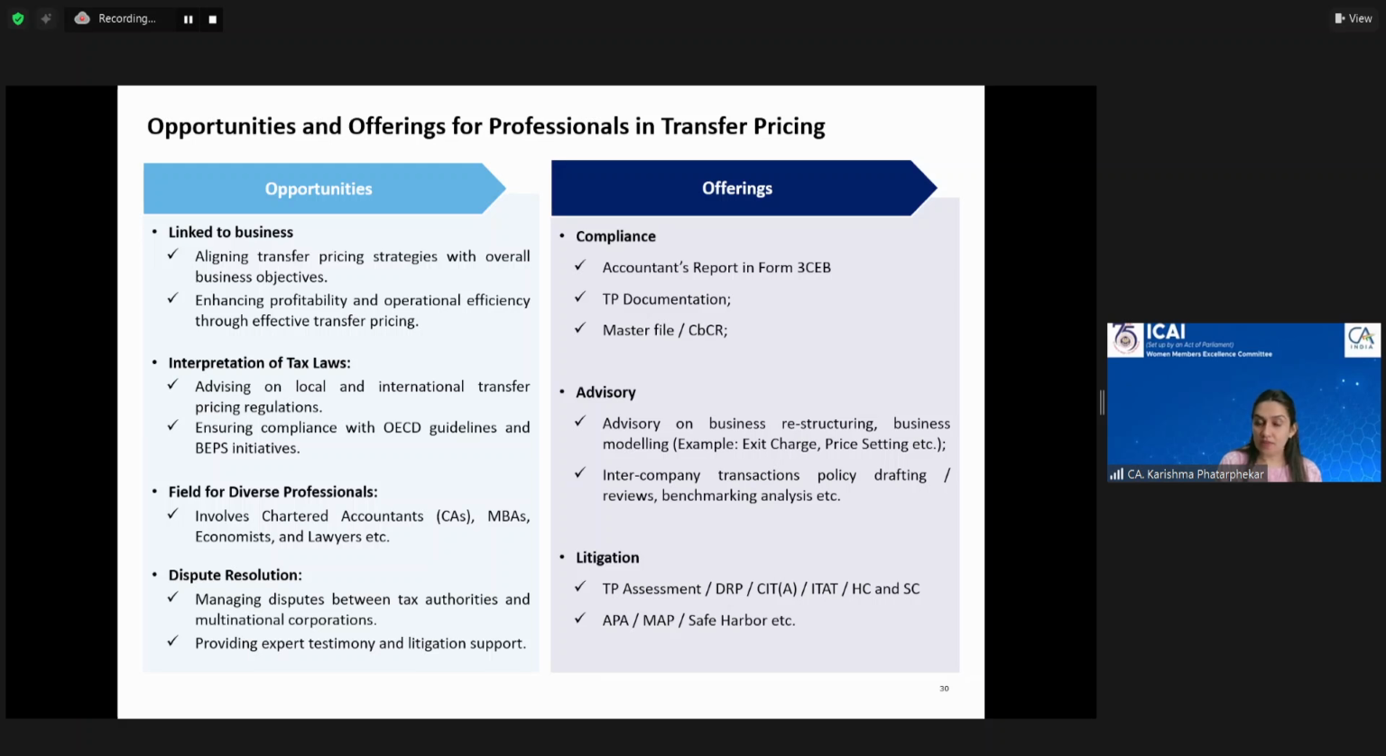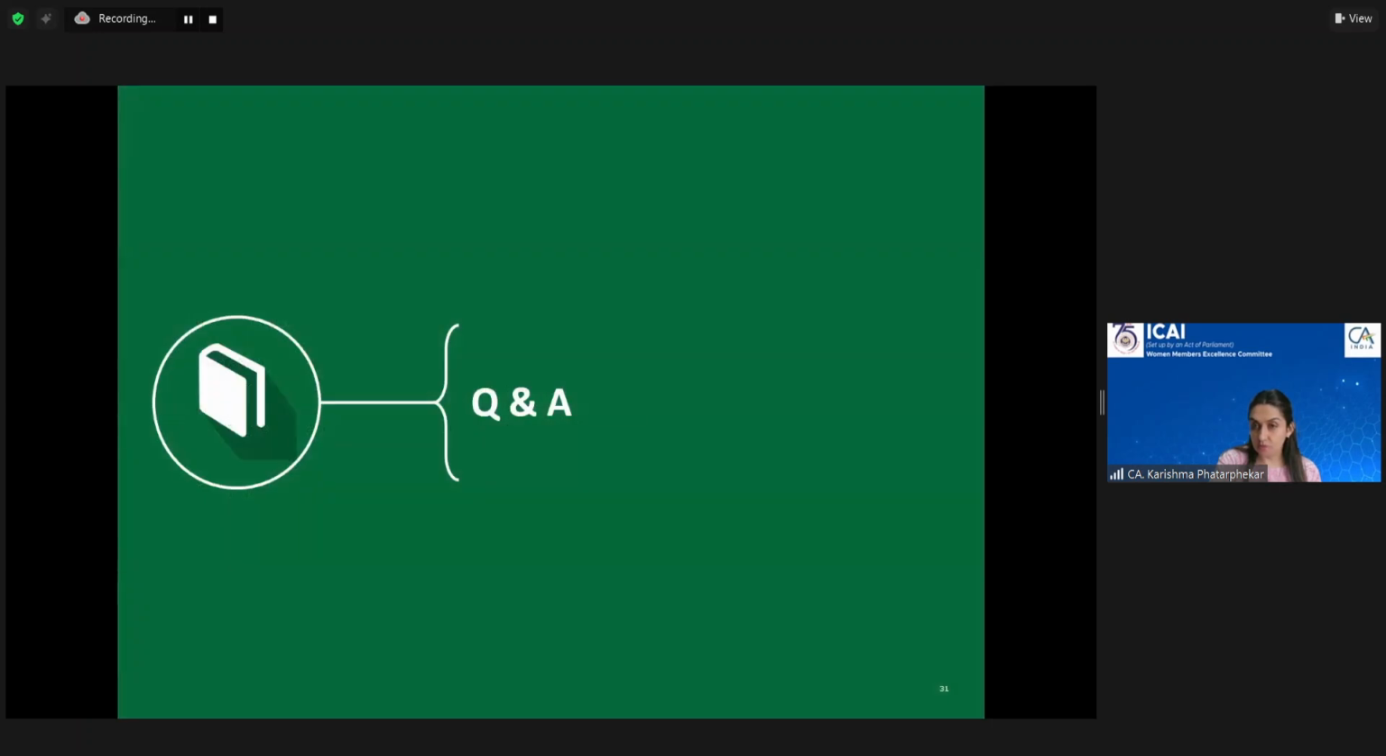And then the third aspect is litigation, where it could be dispute prevention, which is more like APA, and MAP, which is more like a resolution, or it could be hardcore dispute management or representation, which is your TP assessments, going to the DRP, CIT, ITAT, and fighting out the case for your client. So this is how I would summarize this subject of transfer pricing, right, for all the professionals.